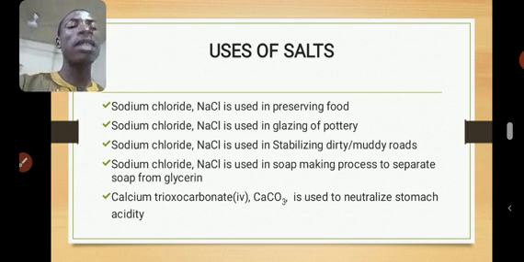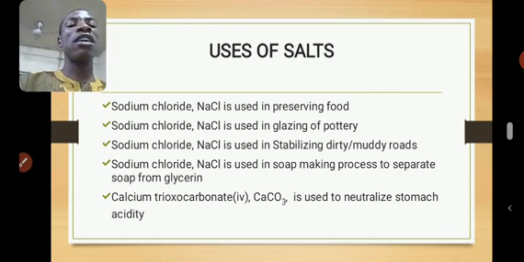Calcium carbonate is used for neutralizing stomach acidity. Those having ulcer use something called mixed mag. Some of them contain calcium carbonate, some contain magnesium hydroxide. We have done that one on bases. It is also used for neutralizing soil acidity.